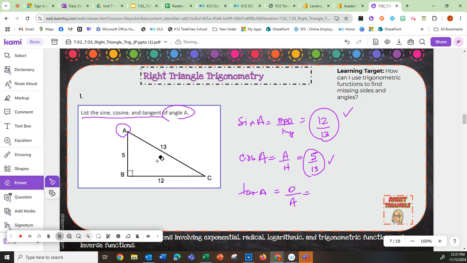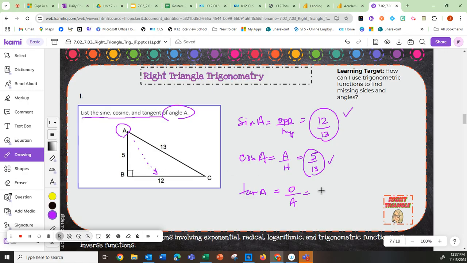And if we erase this again, we're viewing this from angle A, not angle B, not angle C, but from angle A. So we're going to go opposite. That's going to give me 12 over adjacent. That's going to give me 5, and 12 over 5 will not reduce, so that's my tangent. So probably about half of my examples, we're not going to touch the calculator. We're just going to set up the fraction, and we're going to make sure the fraction is reduced.